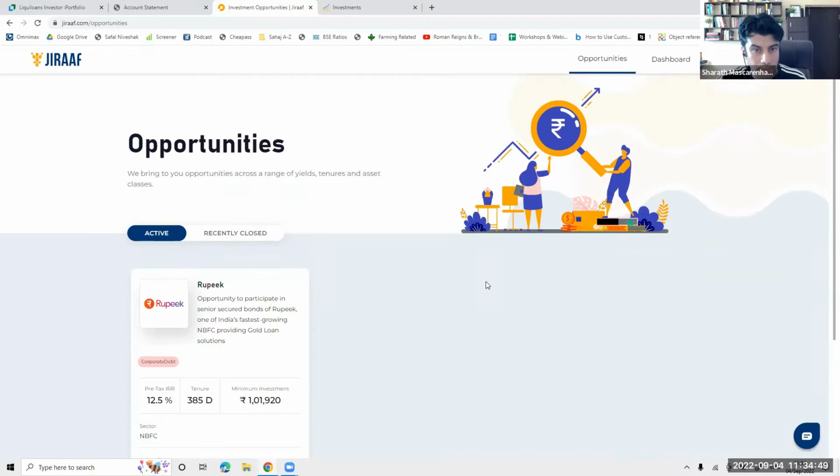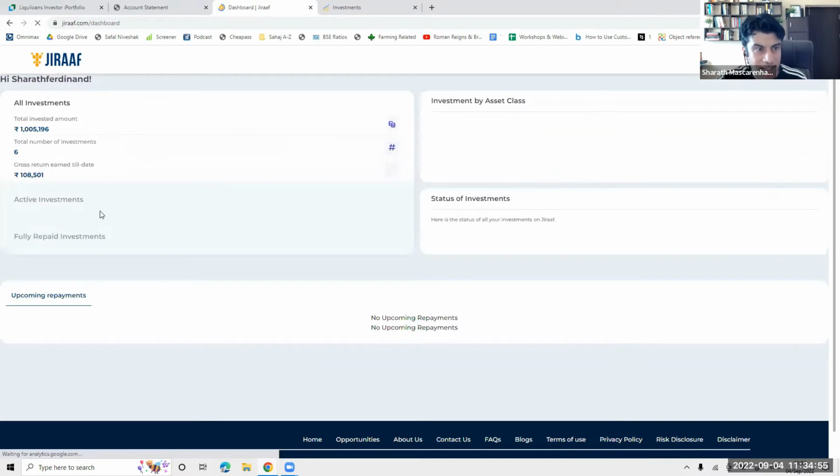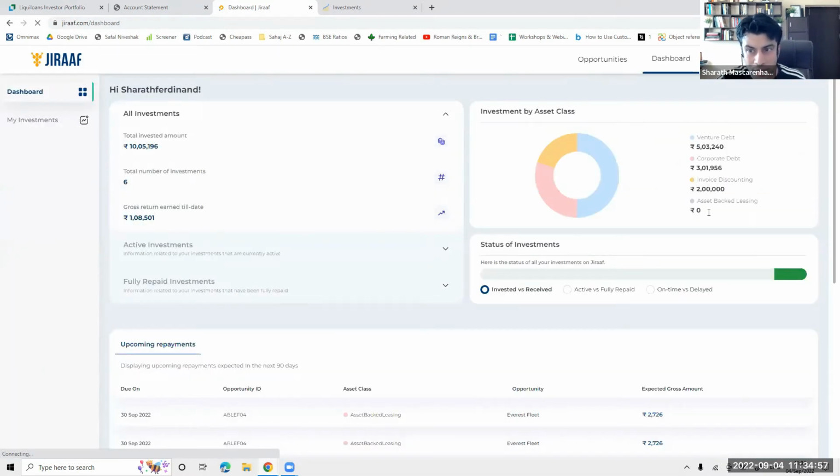So as you can see here, as soon as you log in, it will show you all the different opportunities. But as and when you've got your investments done, it gives you a breakup of all the places where your money is invested. You've got venture debt, corporate debt, invoice discounting. I don't have an asset-backed leasing instrument just yet, because when I had the money, their opportunities were not there. And when they had the opportunity, I probably didn't have the liquidity. But at this point in time, my gross return earned is around 1,08,000 rupees.